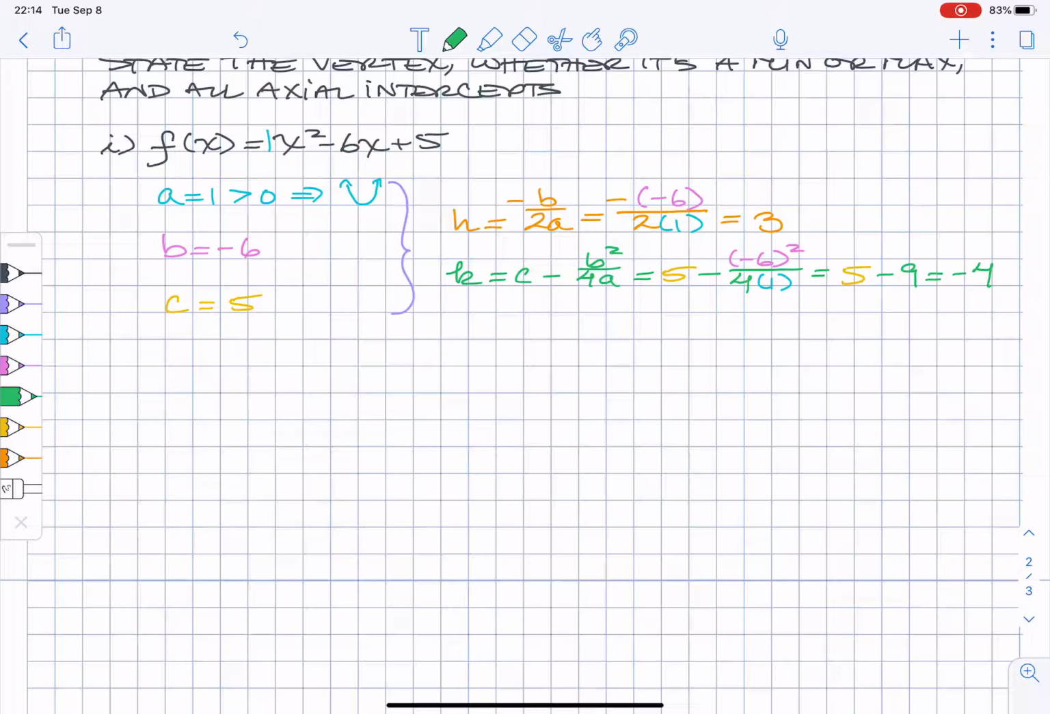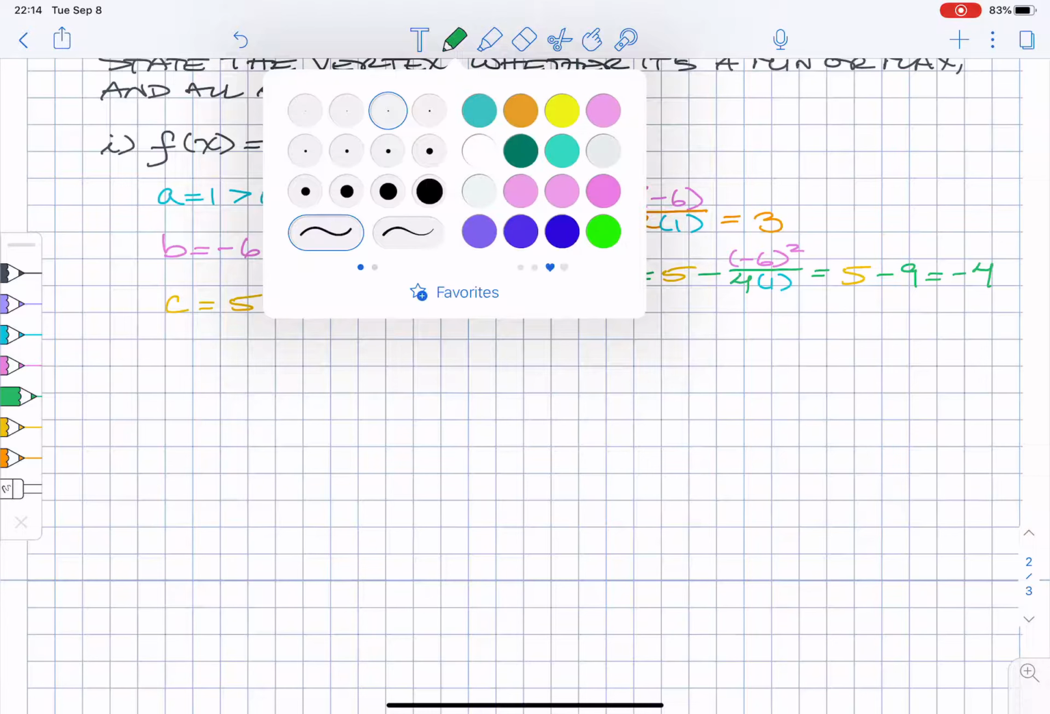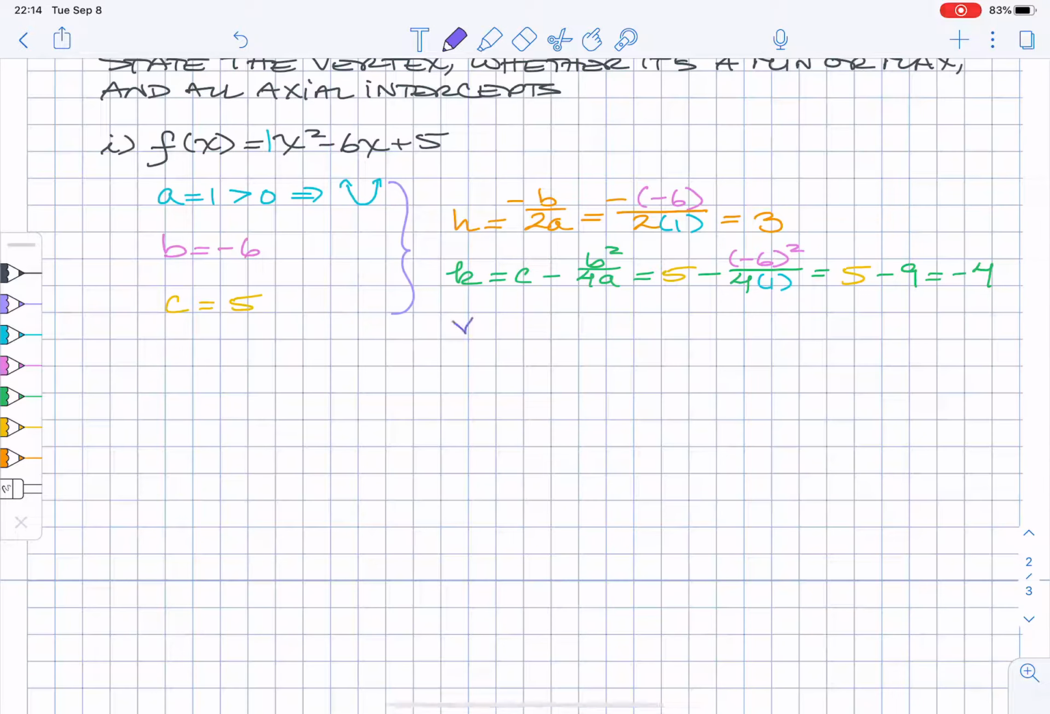Okay, so I know my vertex. The vertex will be at h comma k, which for us is going to be 3 comma negative 4. So h is 3 and k is negative 4. So there's my vertex. I know I open upwards, so now I need to find my y-intercept and my x-intercept.